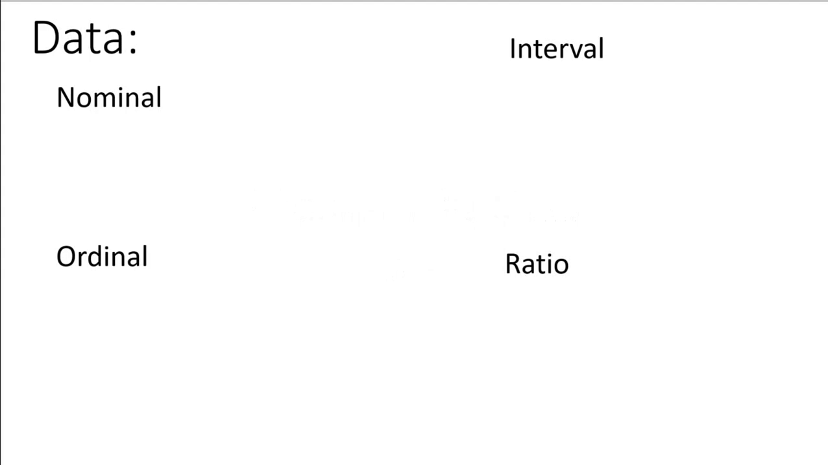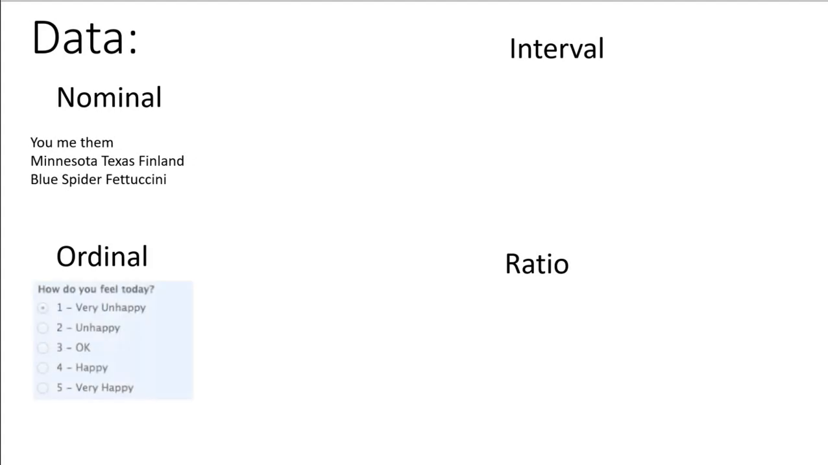And this is important because there are certain things we can calculate from data types, certain colors that we can use to symbolize different data types, and it's important to know what those rules are. So nominal data, things like you, me, them, Minnesota, Texas, Finland, blue, spider, fettuccine. These are categories, names. There's no rank to them whatsoever.